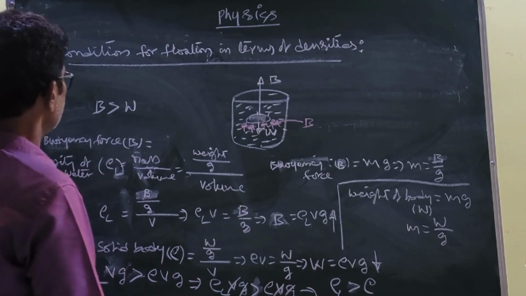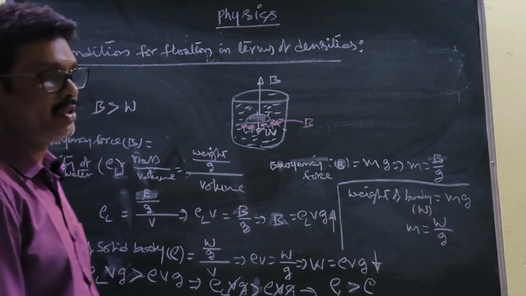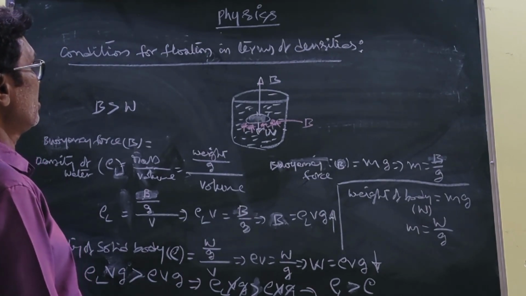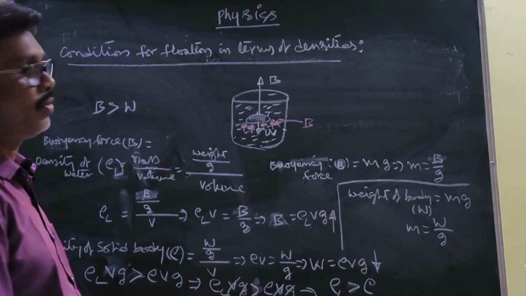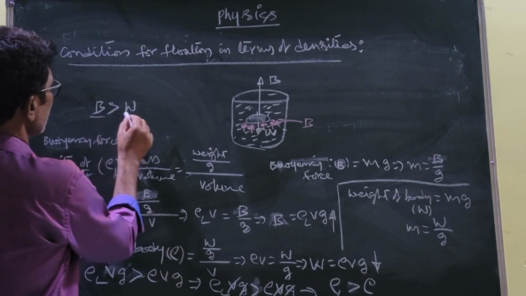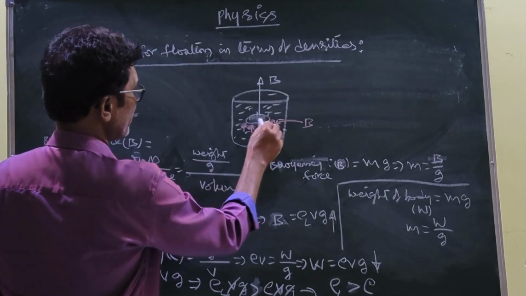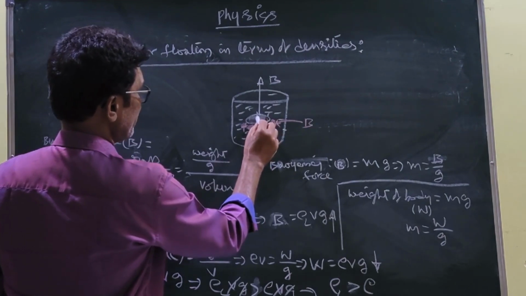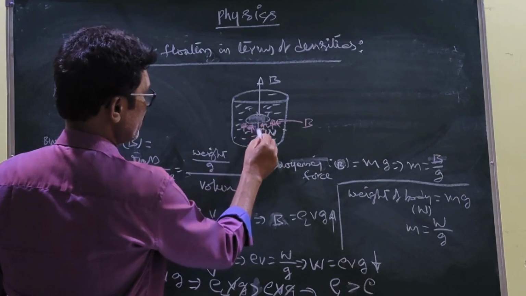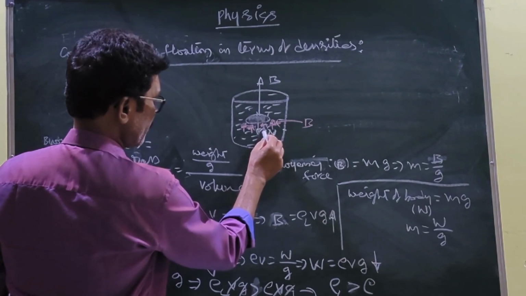Okay, students. Another topic: the condition for floating in terms of density. The floating condition we can find out in terms of density. Let us assume here the buoyancy force is greater than the weight of the object. Look here, this is the solid object. Obviously we know that the weight of this object is acting in this direction. The water below this object's surface is pushing, exerting force in this direction.